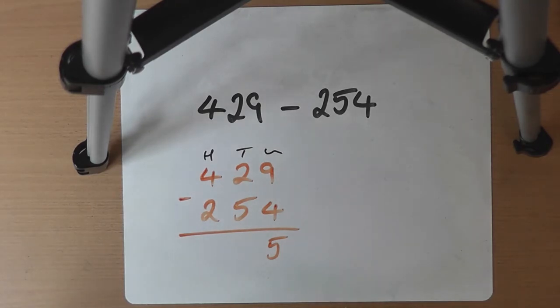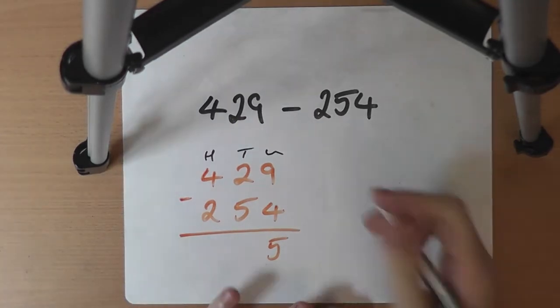And yet there isn't an issue with the question, because 429 take away 254, that's very easily done. It is possible to do that. We know that that is 175. We know that if we put that in our calculator, it would work. We've done it already on the previous method. So it must work here.